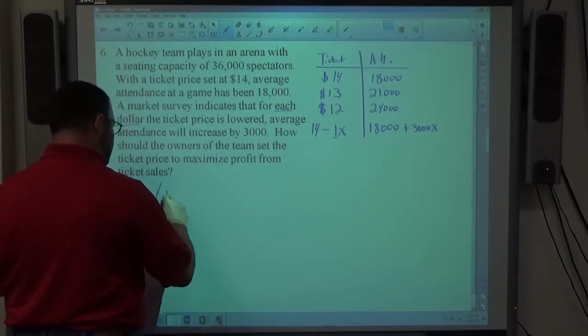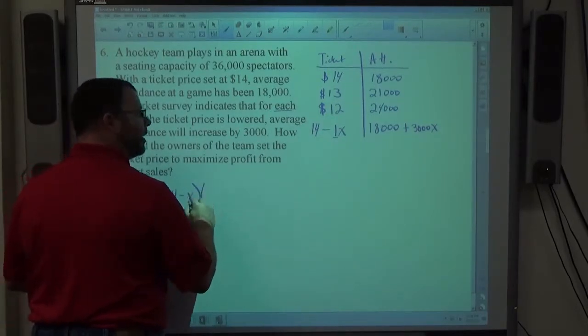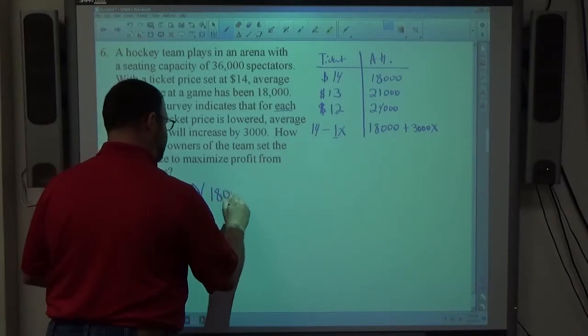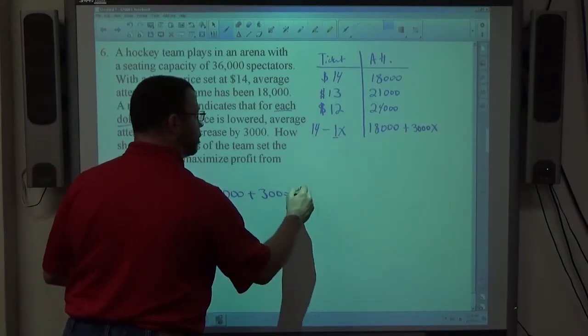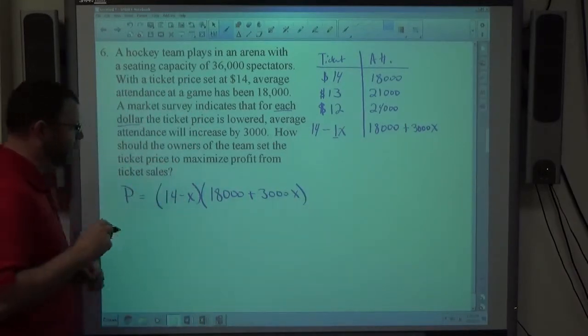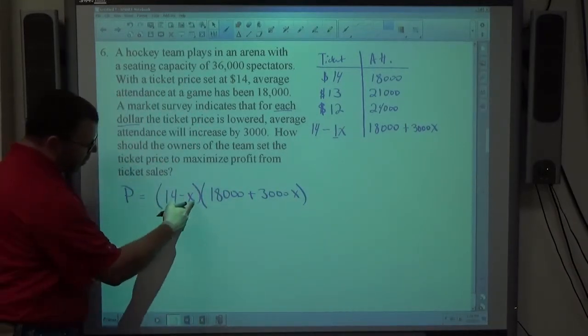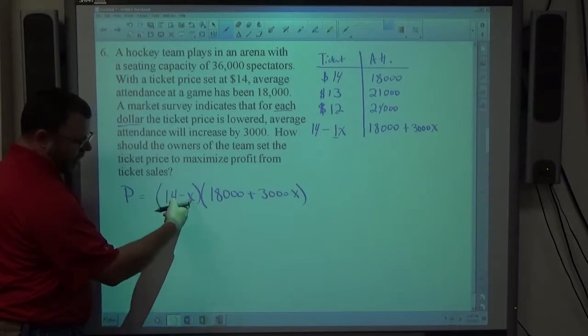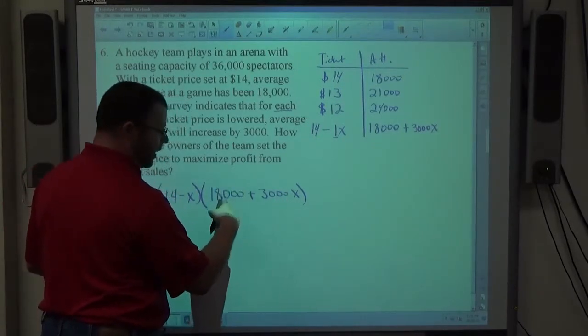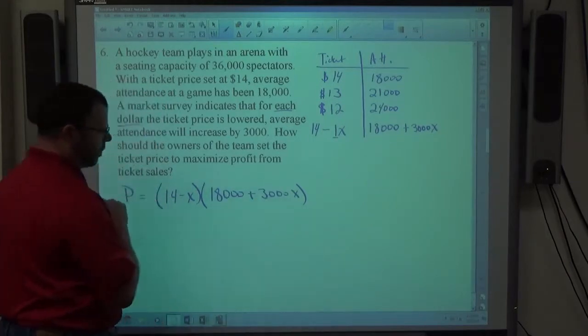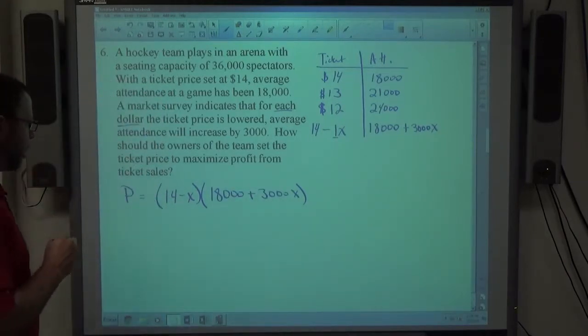So (14 minus x) times (18,000 plus 3,000x). Okay, so this is how much the ticket price is, and again, 14 minus 1x, same as 14 minus x. And this is how many spectators we're going to have, 18,000 the original, plus 3,000 for every time we deduct a dollar off the price.